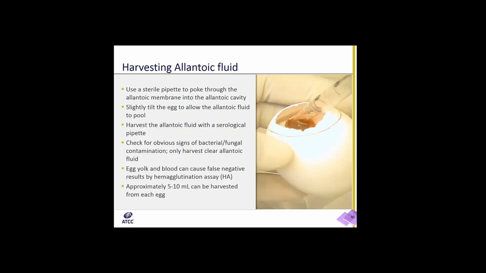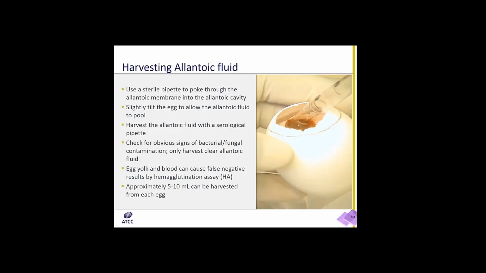Using a sterile pipette, poke through the allantoic membrane into the allantoic cavity. It actually works out best if you just do one motion. If you bring the pipette in and out many times, it will cause contamination, and it will also cause that allantoic membrane to clog your pipette. So if you can get it the first try, great. If not, get a new pipette because the one you tried the first time will probably be clogged.